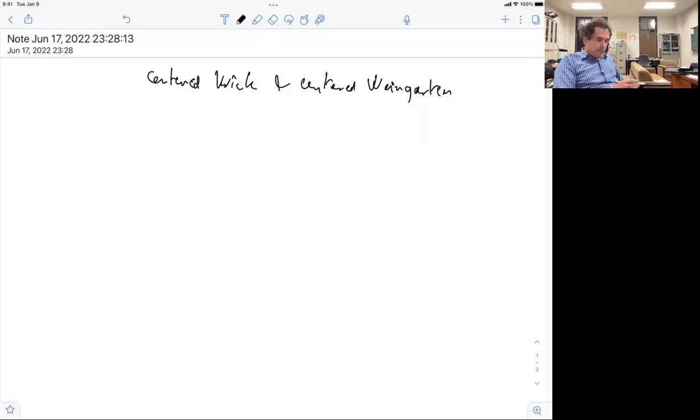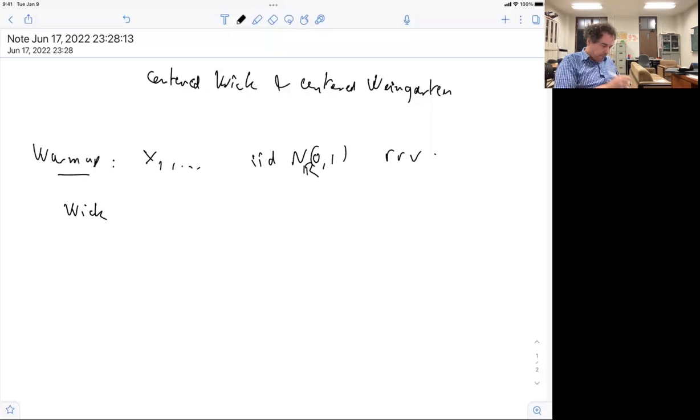So let me first start with Wick. For simplicity, for now, that's going to be a warm up. I'm going to take x1 and so on to be IID centered normal real Gaussian variables. These are real random variables. And what the Wick theorem tells me is how to compute, which is very classical. There is a very nice proof of it in the book of Mingo and Speicher, for example.